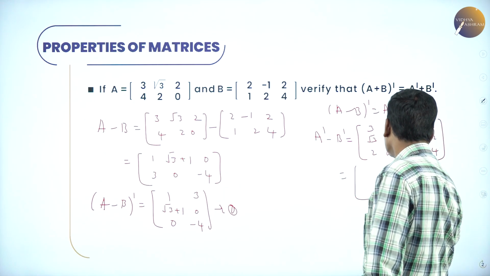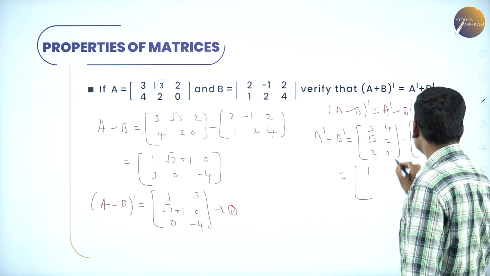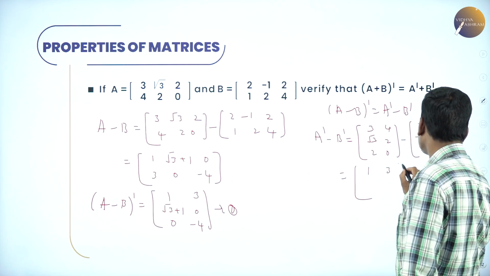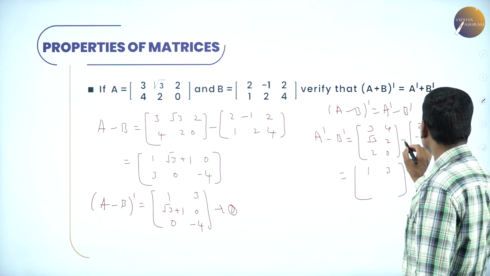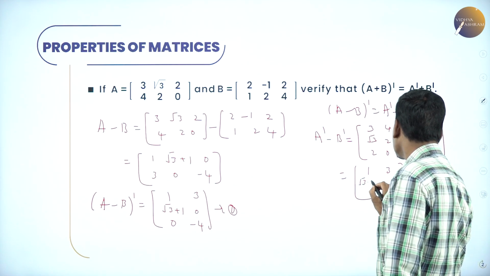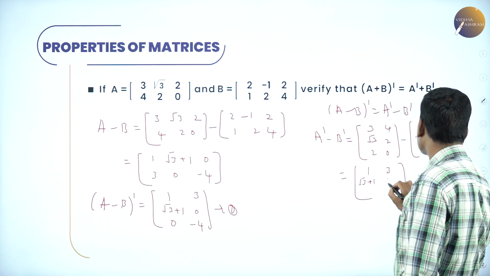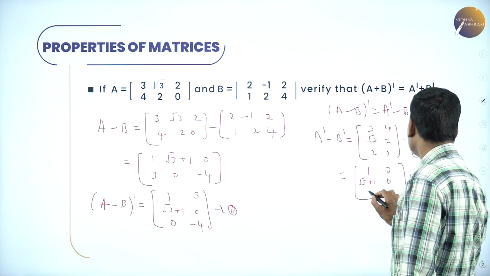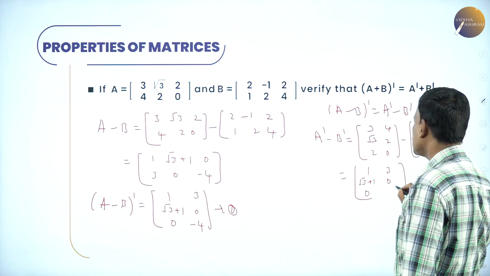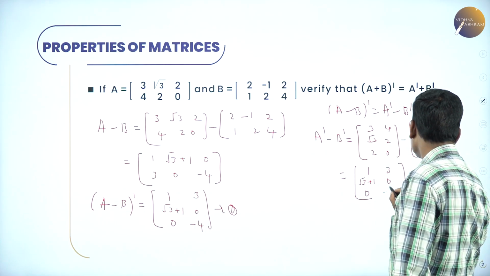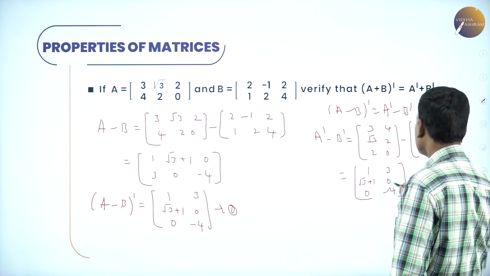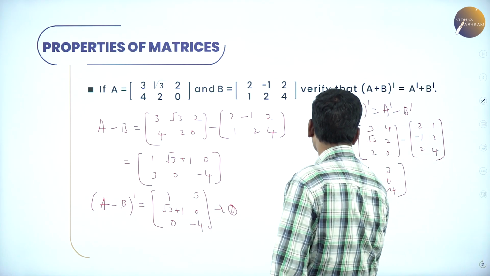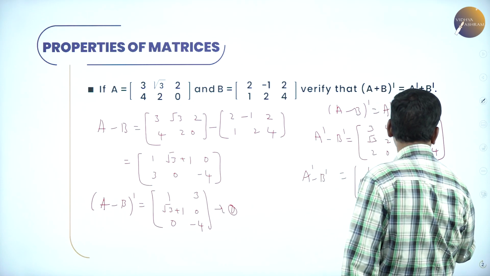Subtract this. So 3 minus 2 is 1. 4 minus 1 is equal to 3. Next, root 3, minus into minus is plus. This is root 3 plus 1. 2 minus 2 is equal to 0. Again 2 minus 2 is equal to 0. Minus into minus, 0 minus 4 is equal to minus 4. So this is A dash minus B dash. This is equation number 2.